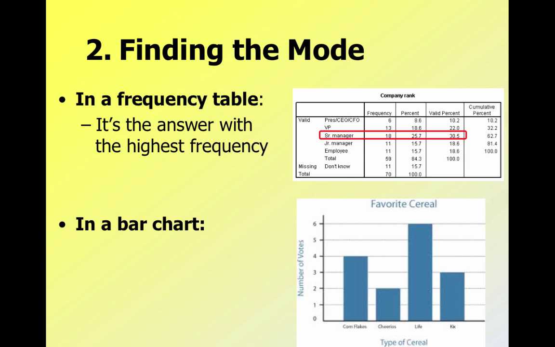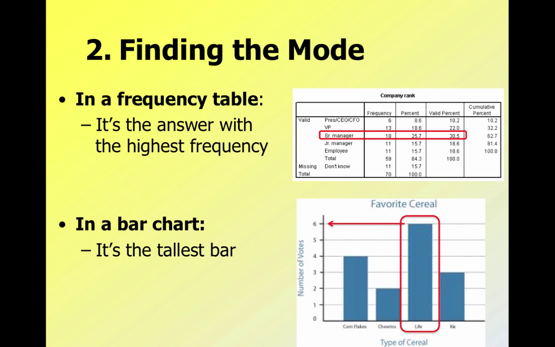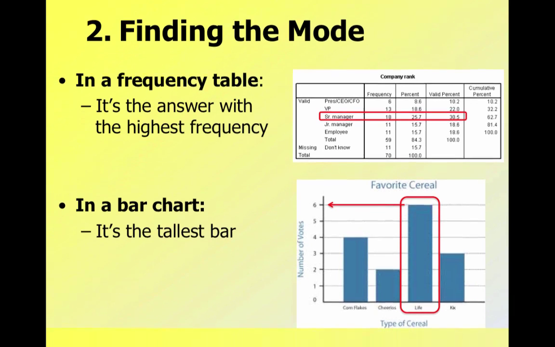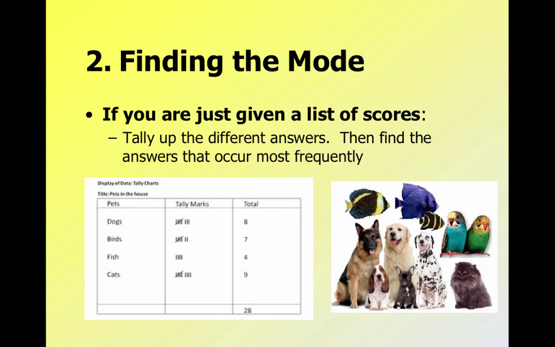And if we're looking at a bar chart, which one's the mode? We have favorite cereal: cornflakes, Cheerios, Life, and Kix. Well, simply, it's the tallest bar. We see 6 people out of all the people that answered said that Life was their favorite cereal. So here are different ways that you can find the mode in a frequency table or in a bar chart. And really just simply put, if you're given a list of scores, count them all up, and find the answer that occurs most frequently. In this case, cats. Most pets in the house.